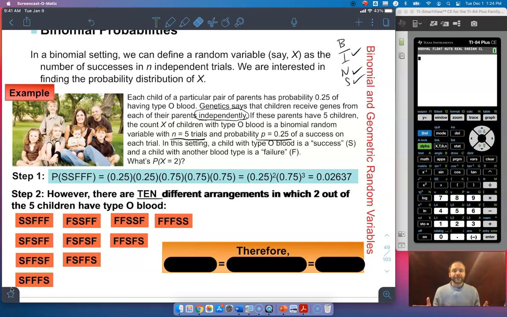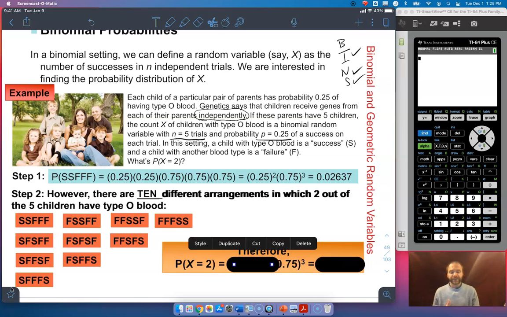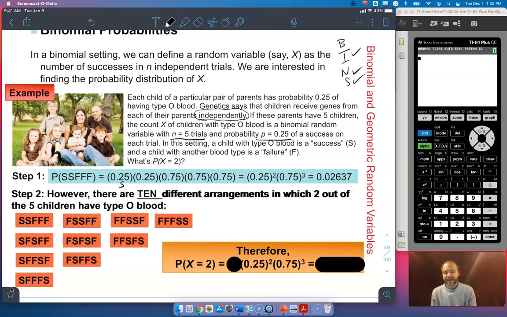Now, what does this mean? This means that we can have a probability of X equals 2. We are going to use that probability that we did before, that 0.25 squared times 0.75 to the third. Now, I didn't really talk about this part right here. I apologize. This is the probability of success, and if 25% is the probability for success, then 75% is the probability for failure.